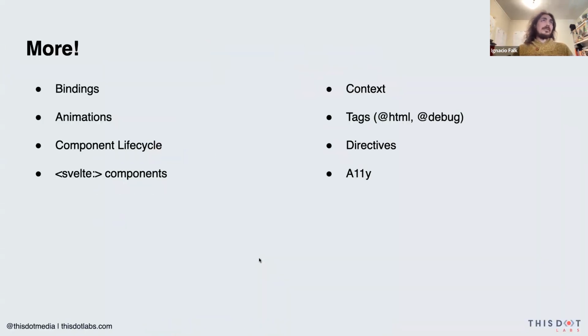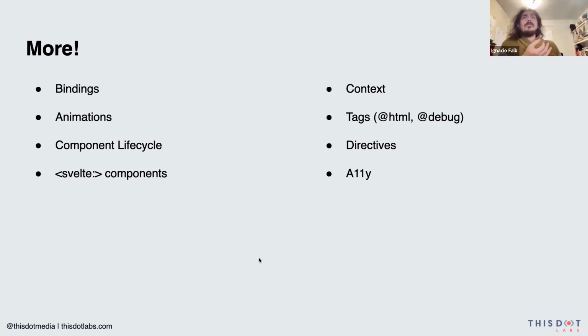And there's a lot more to Svelte, but I cannot use more time. Otherwise, we won't reach SvelteKit. You have bindings. You can do two-way data bindings. You have animations. You have component life cycles like onDestroy, onMount, beforeUpdate, afterUpdate. You have some Svelte components that do special things, like Svelte fragments. You have context. You can set a context on a parent and get the context on any child. It's a way to set a context that can be used by any child, even if it's deeply nested.